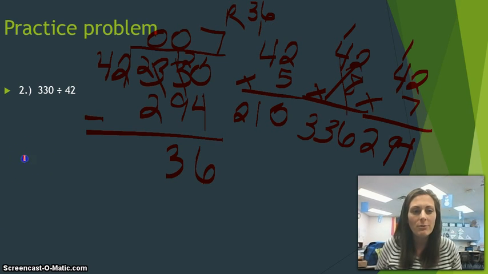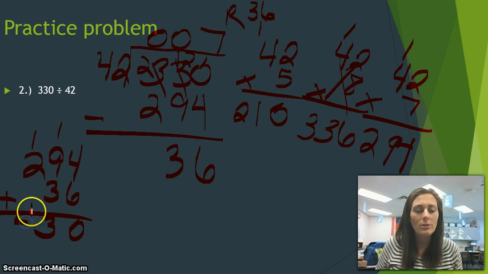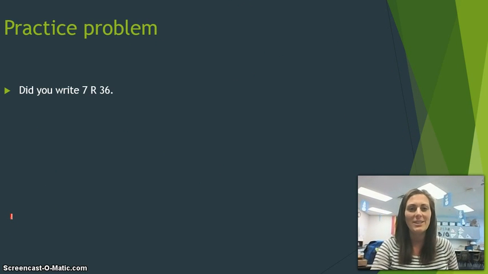So we know 7 times 42 is 294. And if we add our remainder to that, which is 36, carry the 1, that's 13. 330? Oh, no, 330. Sorry. Yay, we were right. So 7 remainder of 36 is the correct answer. I always get so excited when we get the right answer.